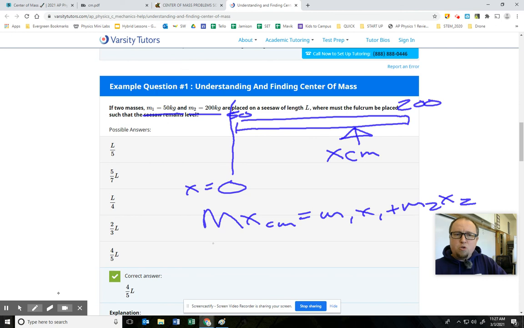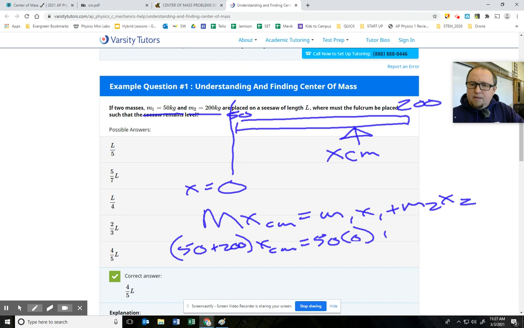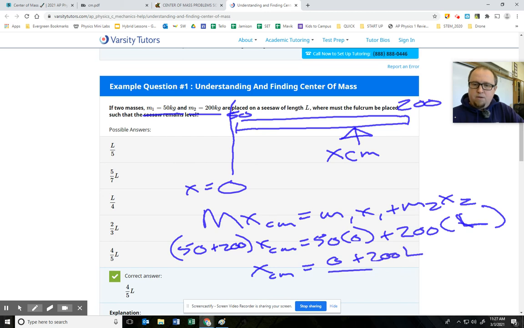Okay. Total mass is 50 plus 200. First mass is 50. Where is he? He's at 0. The other guy's mass is 200. Where is he? I don't know. X away, which is L. Okay, so x of the center of mass is 0 plus 200L divided by 250. So I get, at the end, the answer's on the screen.